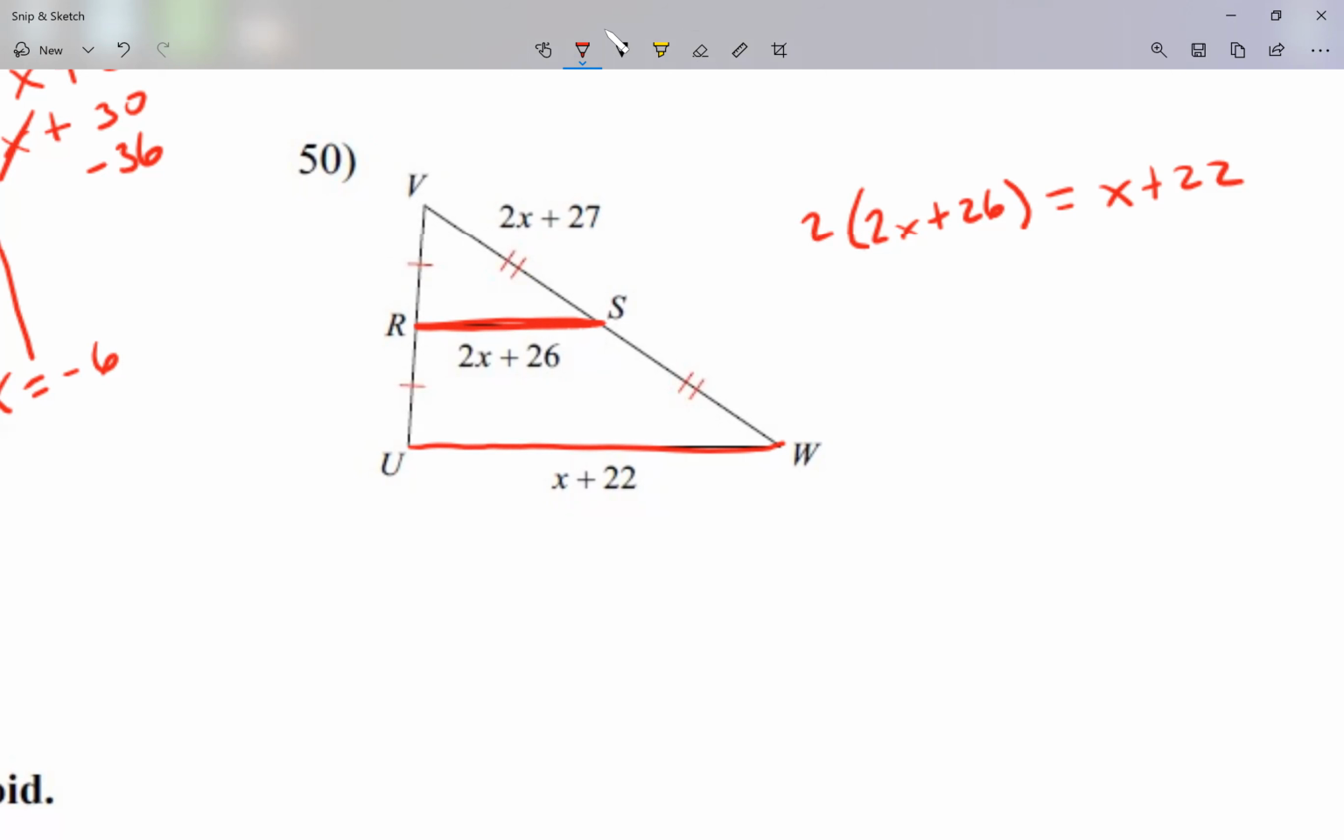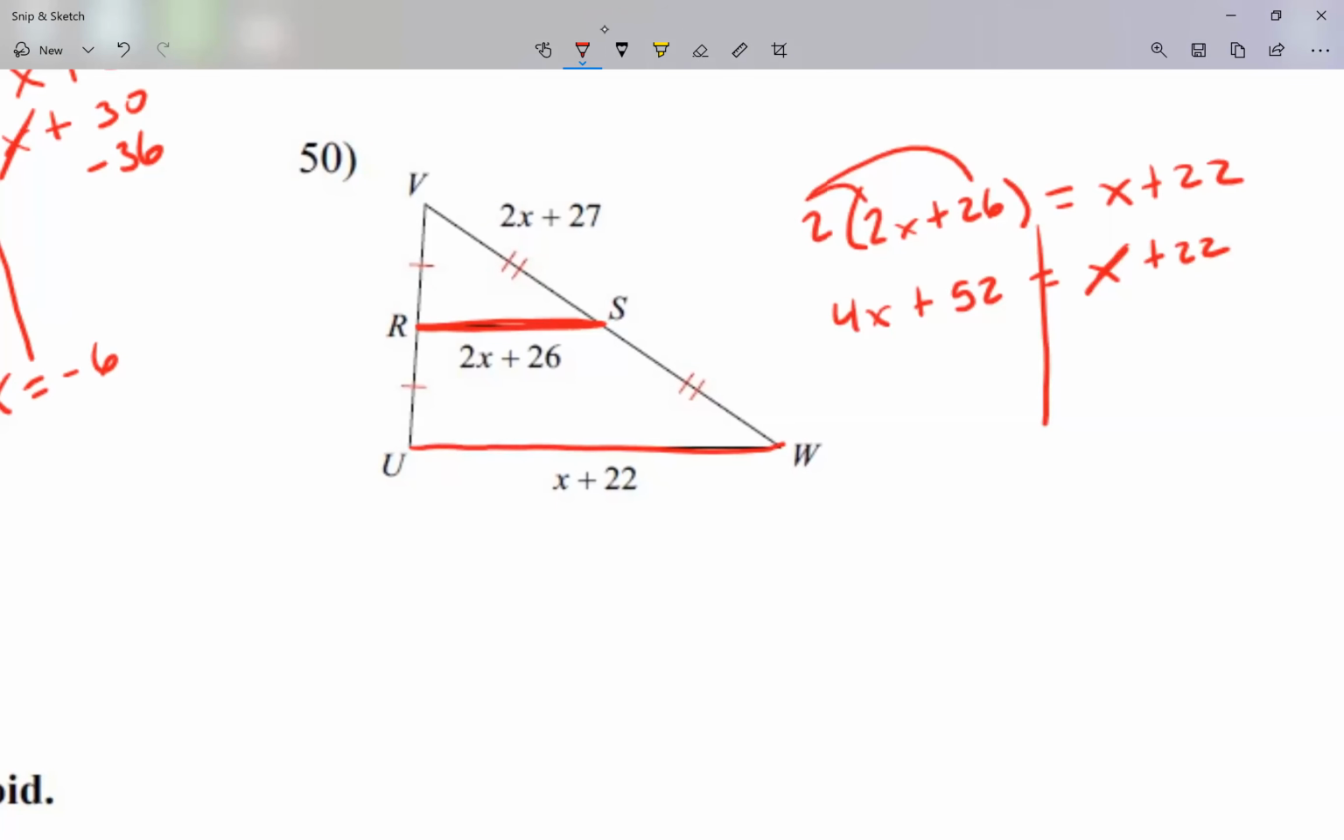Let me get rid of parentheses. Let me distribute the 2 to the inside of my parentheses. So I have 4x plus 52. It's equal to 1x plus 22. Again, let me separate them through the equal sign. I'm going to have letters on one side. So the positive x, let me move it to the left side as a minus x. And then this positive 52, let me move it to the other side as a minus 52. All right, don't forget to switch the signs.